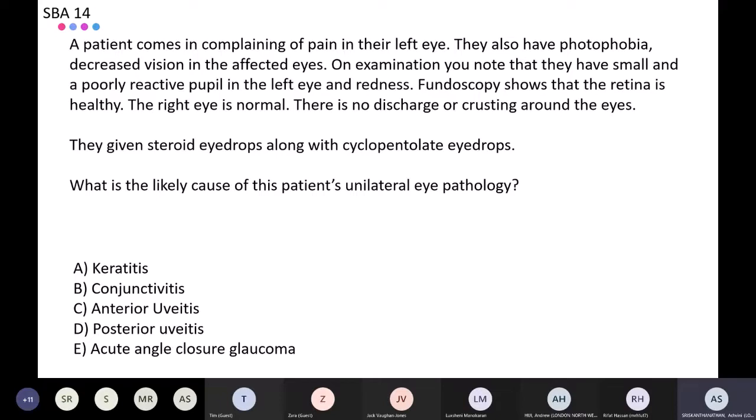Fundoscopy shows the retina is healthy. The right eye is normal. There is no discharge or crusting around the eye. They're given steroid eye drops along with cyclopentolate eye drops. What is the likely cause of the patient's unilateral eye pathology? Okay, I'll give you about 20 seconds here.